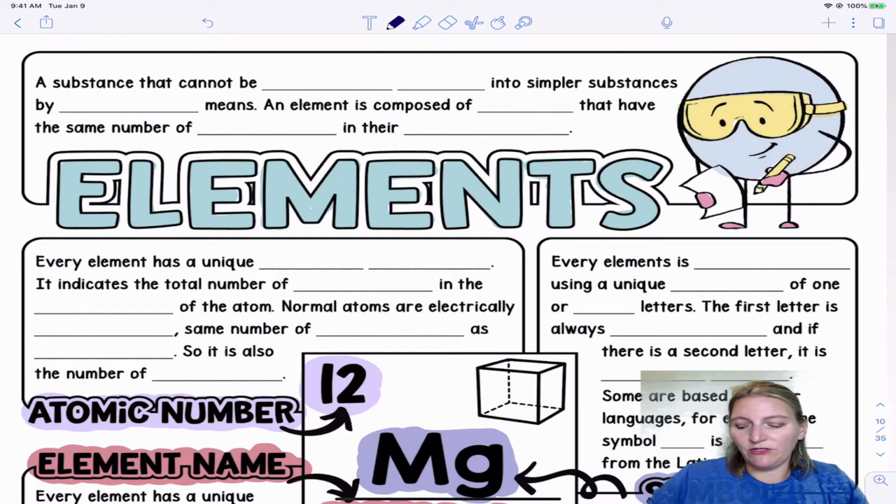Okay, now we're going to use these doodle notes to help us get a little bit more information about all the information that is contained in a square on the periodic table, specifically around elements. So the top part here is basically the definition of an element: a substance that cannot be broken down into simpler substances by chemical means. An element is composed of atoms that have the same number of protons in their nucleus.